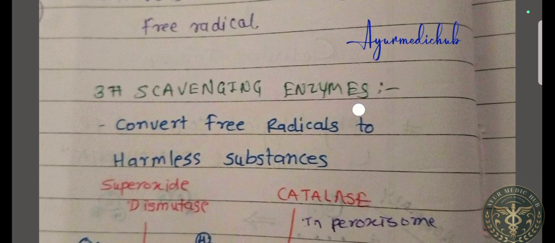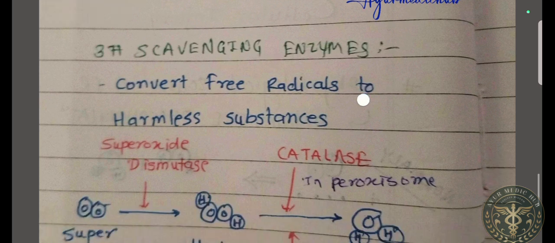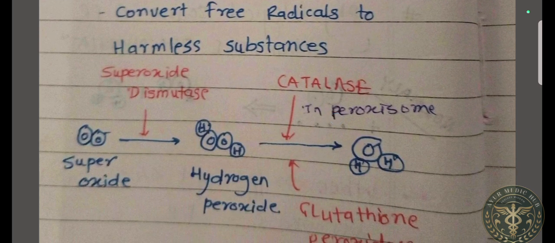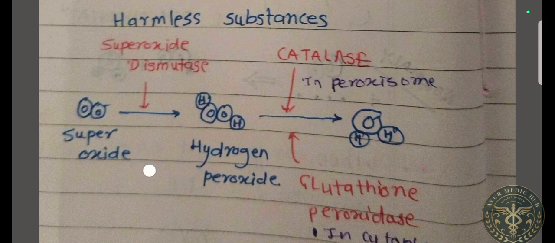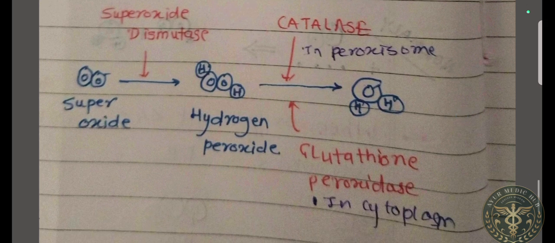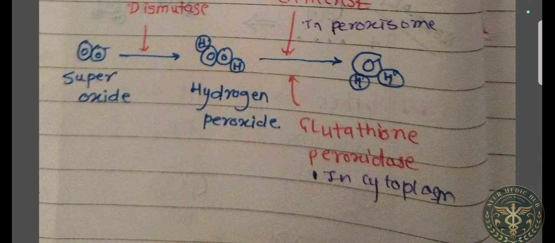Then there are scavenger enzymes which convert free radicals to harmless substances. For example, superoxide dismutase converts superoxide into hydrogen peroxide. The catalase enzyme converts hydrogen peroxide into water molecules in the peroxisome, and glutathione peroxidase converts hydrogen peroxide into water in the cytoplasm.